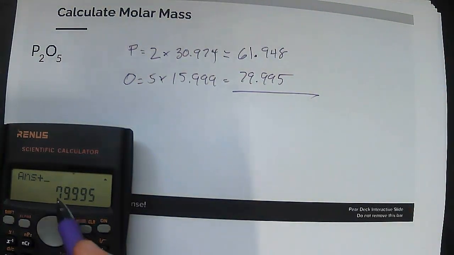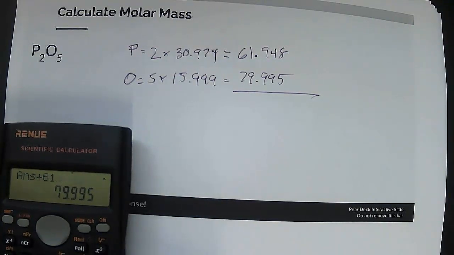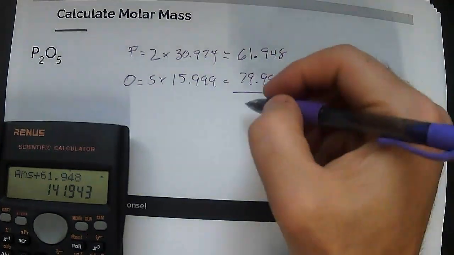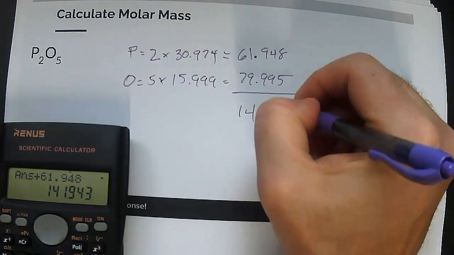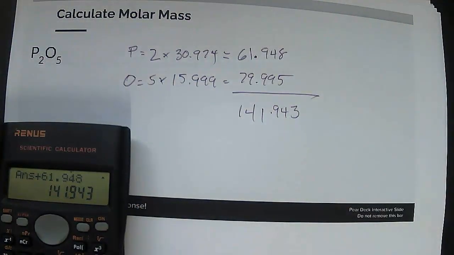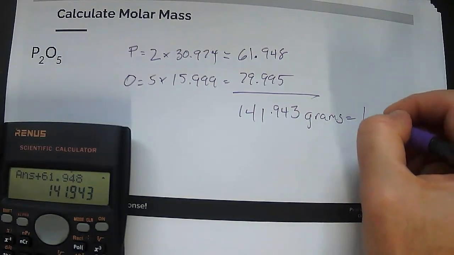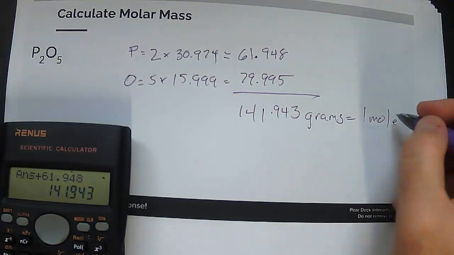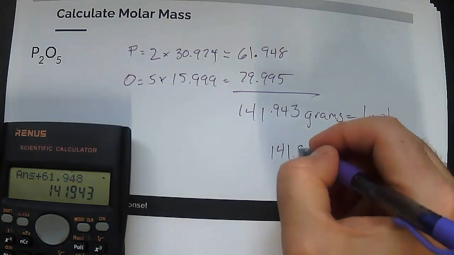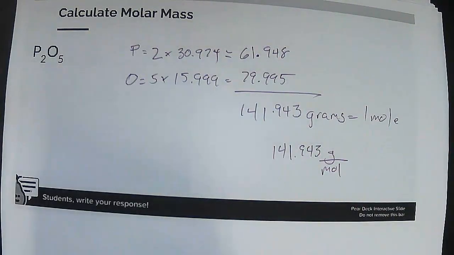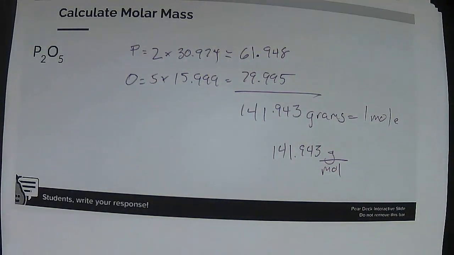So 79.995 plus 61.948, we get 141.943 grams equals 1 mole. Or if you wanted to, 141.943 grams, symbol for grams, divided by mole. Either one is going to get you right. So that's how you calculate molar mass.